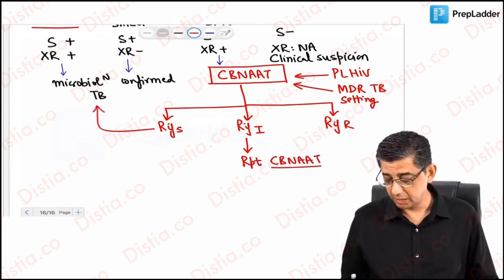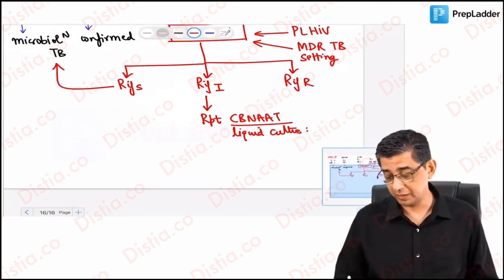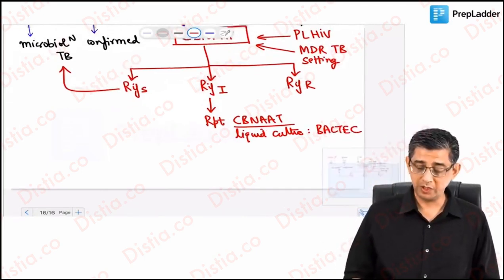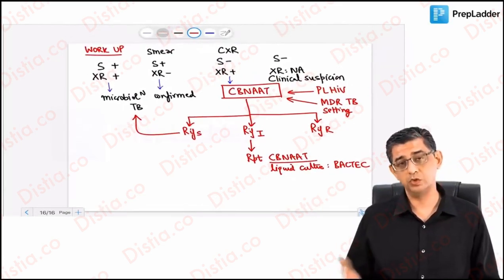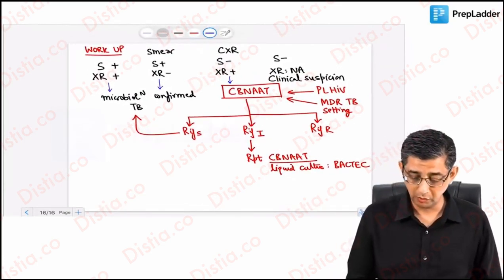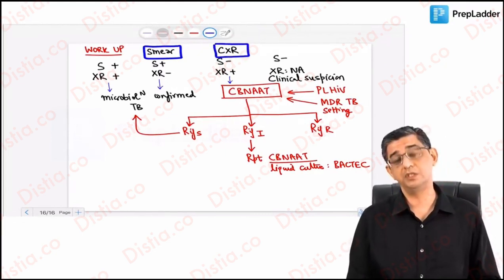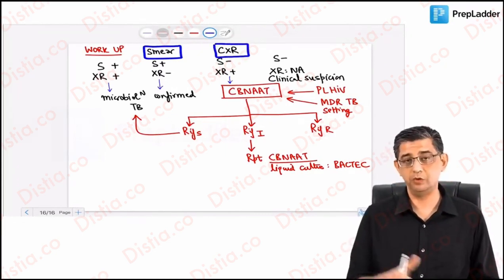And second, he can definitely introduce the liquid culture. I'll mention the various types of liquid cultures that are available, but you're familiar and aware from microbiology that BACTEC is one of the important ones. This flowchart is actually given in PSM books also, so I'm very sure that you have already gone through it. I've just created permutation combinations. So I would suggest you just note them down, the 4 permutation combinations, both positive.